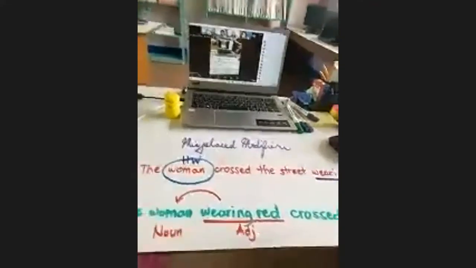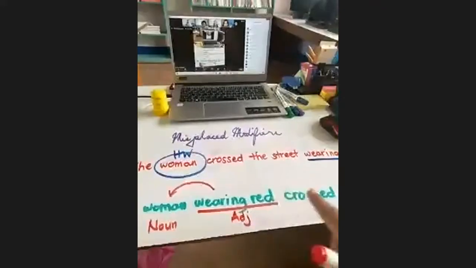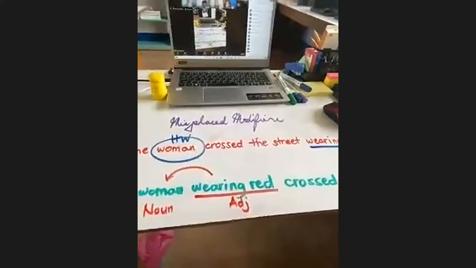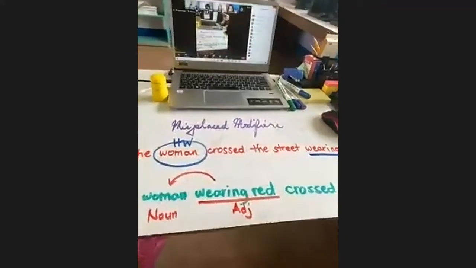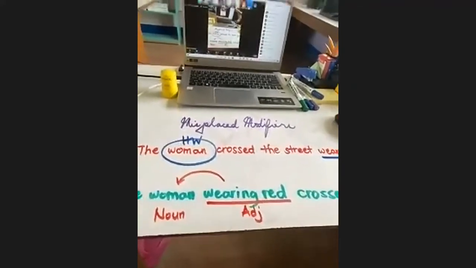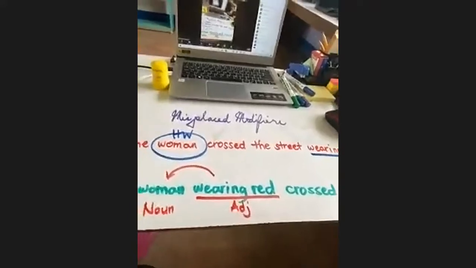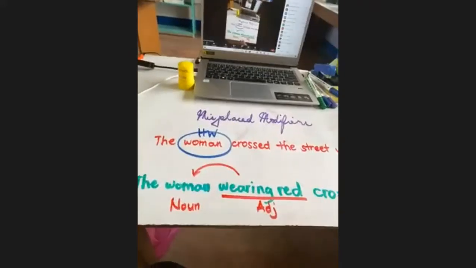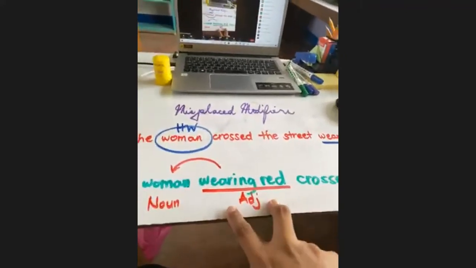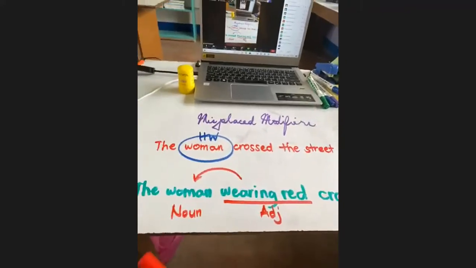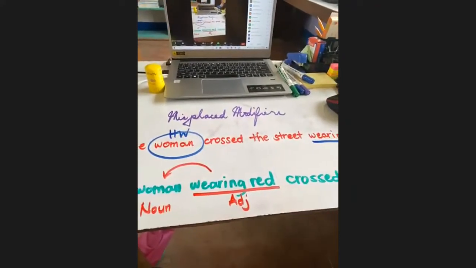Sir, can we not revise it this way? Wearing red, the woman crossed the street. You might want to write that down. Wearing red, the woman crossed the street. In that manner, sir, wearing red is still close to the woman. But in what structure can we find wearing red the closest to woman? It is in this structure.